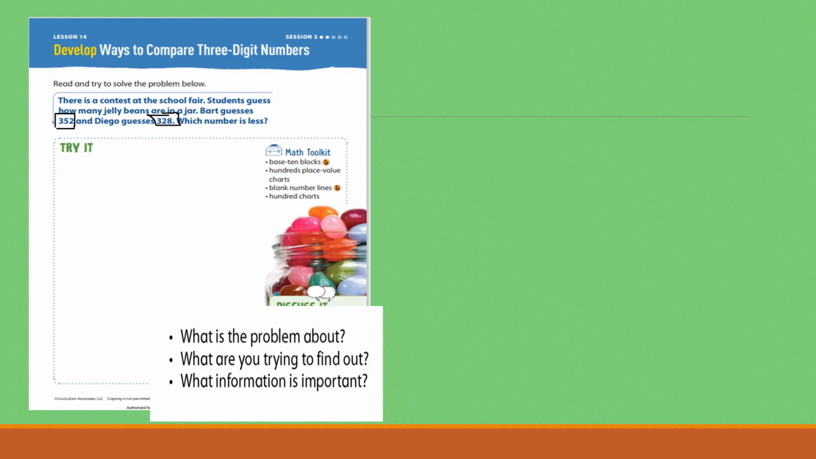So now ask yourself, how can you answer this problem? What are some ways that you can answer this problem? Well, you can make a hundreds chart and you can compare the hundreds, you can compare the tens, and you can compare the ones, or you could draw it out using the base 10 blocks, the hundreds, the tens, and the ones.